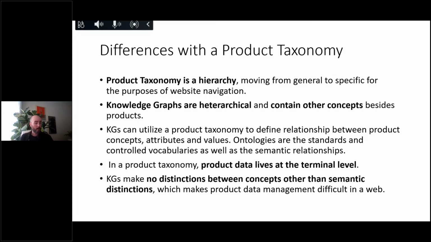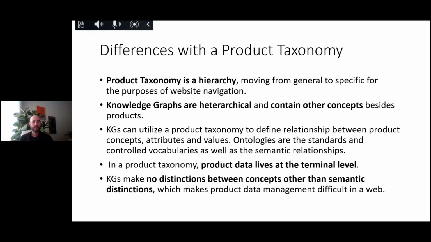Knowledge graphs can use a product taxonomy. Product taxonomies sometimes have explicitly defined relationships based on the hierarchy. They can have attributes, values, and concepts. These can be really key inputs into defining a formal ontology. This is where you can derive your controlled vocabularies and relationship types from, but they are different structures with different purposes.